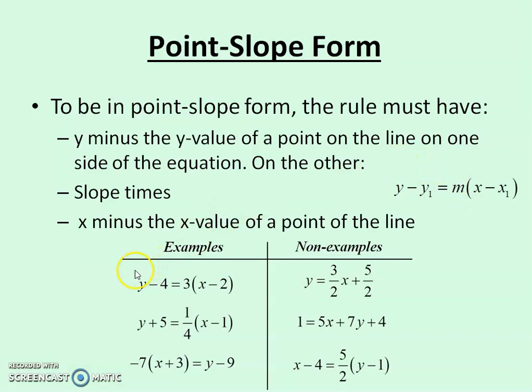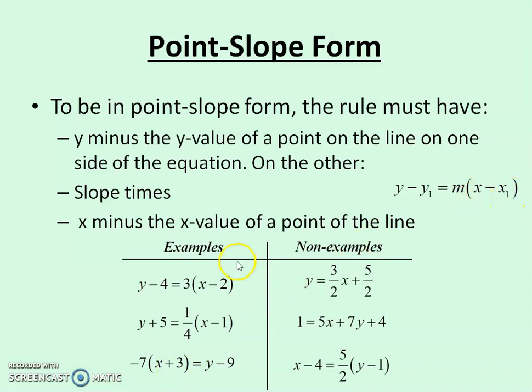You have y, the actual variable y, minus y1, where y1 is the y value of a point, and x minus x1. A couple of things to note here. First of all, it doesn't matter which side of the equation the y minus y1 is on. The second thing is that the slope can be a whole number, a fraction, or a negative number, it doesn't matter. The slope is what the slope is. And you might be wondering, if it's x minus x1, does it always have to be a minus sign? Can it be a plus? The answer is that it can be a plus, because the x1 value itself could be negative.